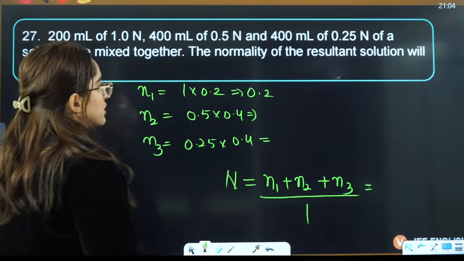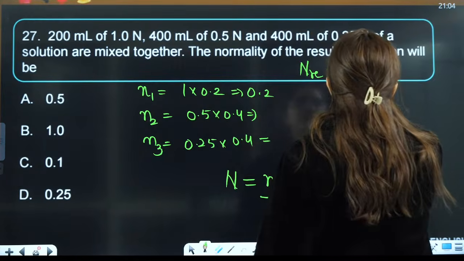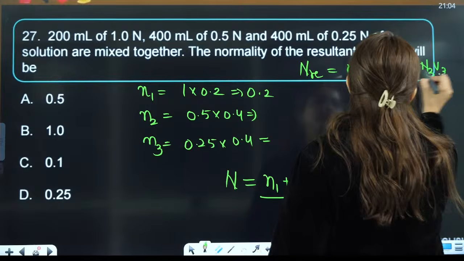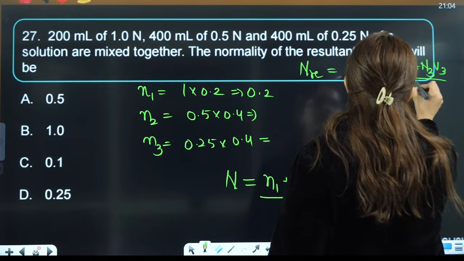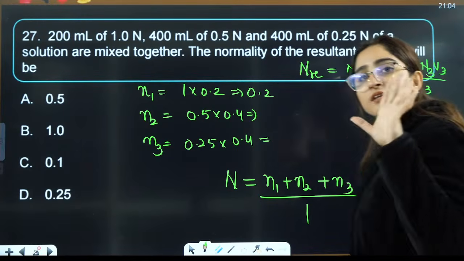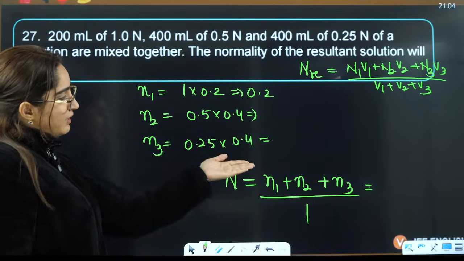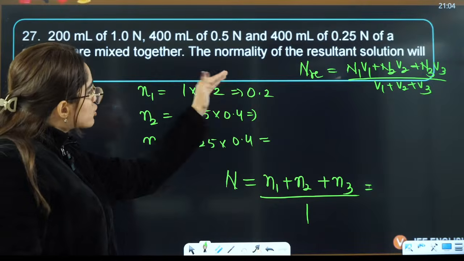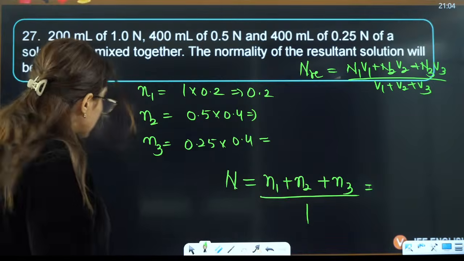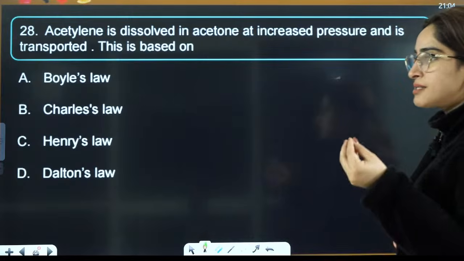So what I did actually, you will just write normality of resultant is equal to N1V1 plus N2V2 plus N3V3 divided by V1 plus V2 plus V3. If you're putting this in liters, the volumes should be in liters; if milliliters, then milliliters. Just remember that thing. If you're solving this in milliliters and putting it in liters, it's wrong, and vice versa. So you have to take care, otherwise it's a simple question only. Now see the gaseous state question.